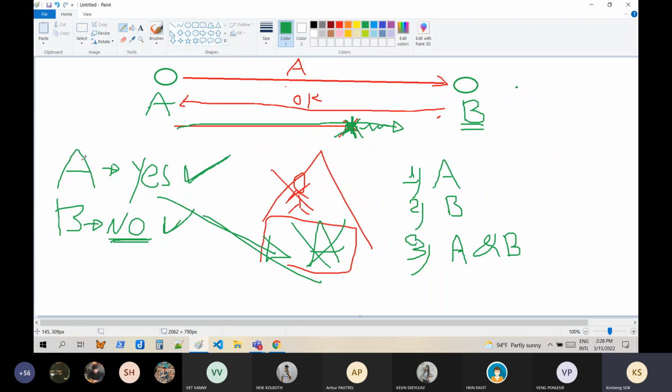Okay, so in this case A will be killed because B did not receive the message. This is like a network handshake.